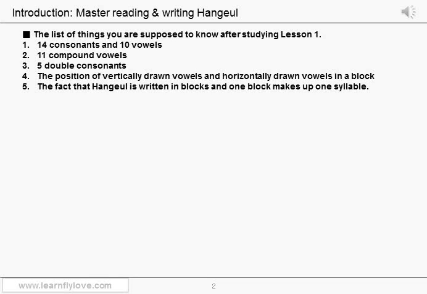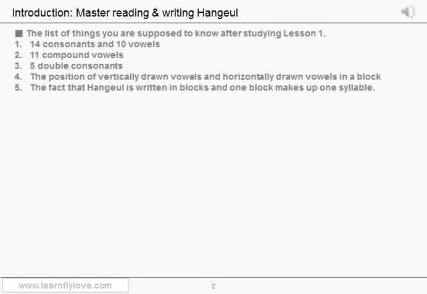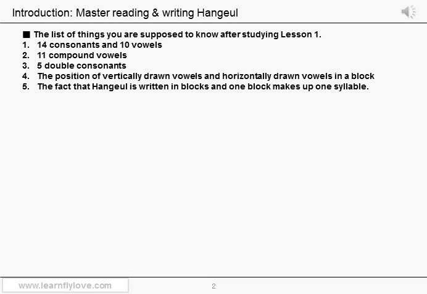Lesson 1 is as important as lesson 2 or 3, so if you don't understand the sound that each consonant and vowel has, we strongly recommend you go through lesson 1 over and over again until you get familiar with them, especially the video material. Now you are supposed to know after studying lesson 1: 14 consonants and 10 vowels, 11 compound vowels, 5 double consonants, the position of vertically drawn vowels and horizontally drawn vowels in a block, and the fact that Hangul is written in blocks and one block makes up one syllable.